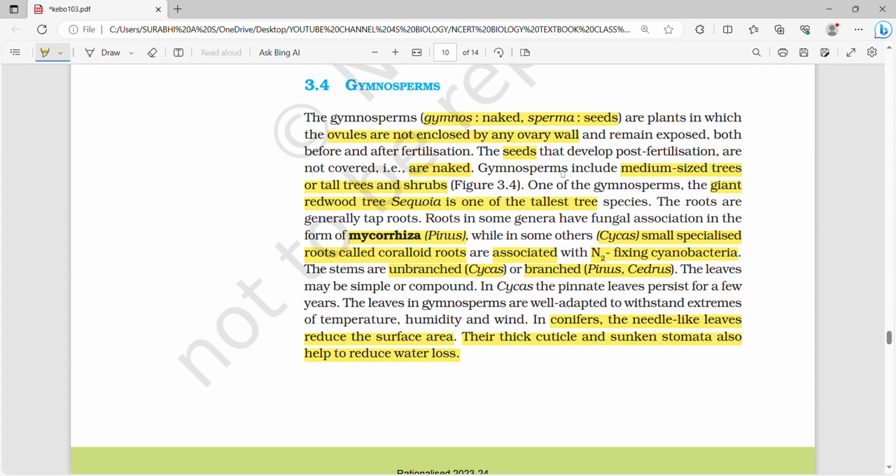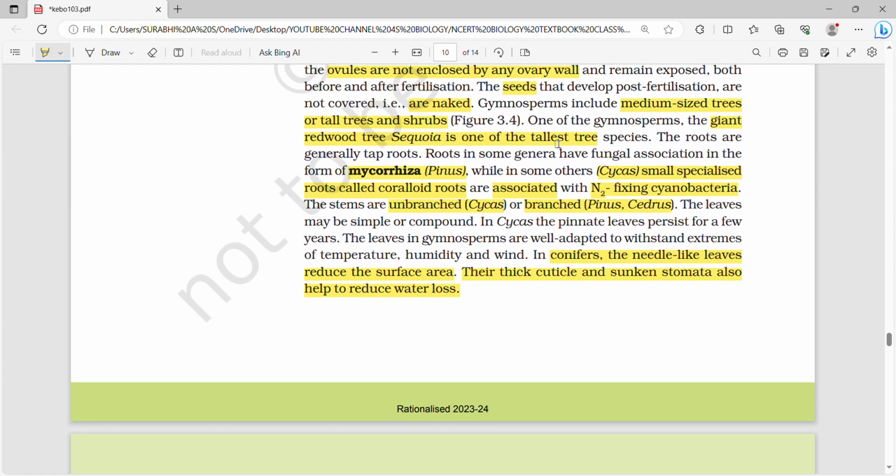Next, moving on to the gymnosperms. Gymno means naked, sperm means seeds. They don't have a wall, they are naked seeds. The ovules are not enclosed by any ovary wall, so seeds are also naked. These gymnosperms include medium-sized trees or tall trees and shrubs.